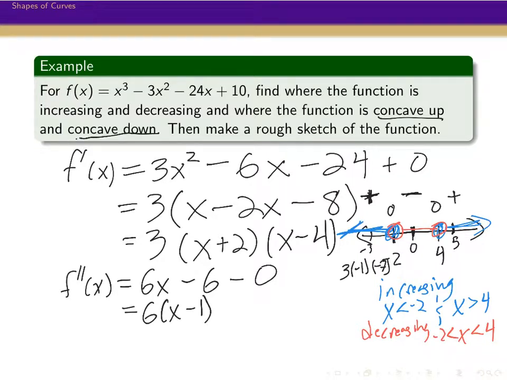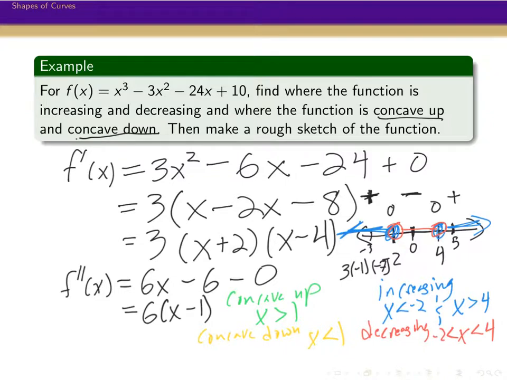And so this is going to be positive when x is bigger than 1, negative when x is less than 1. So we have concave up for x bigger than 1, concave down when x is less than 1.